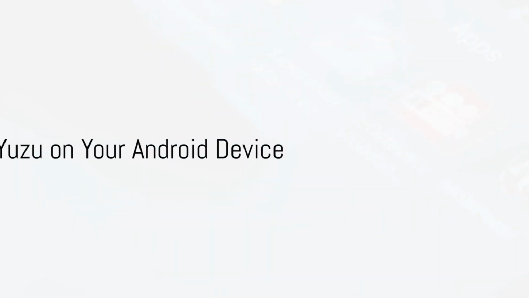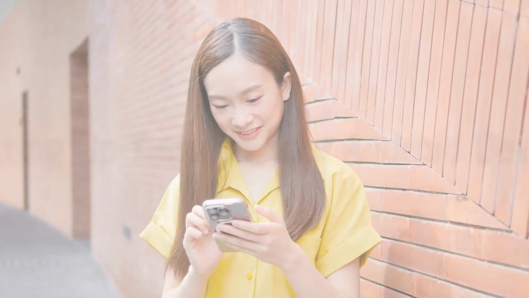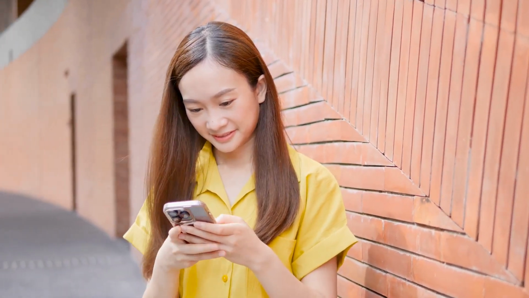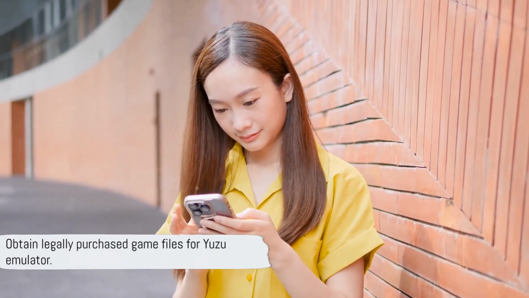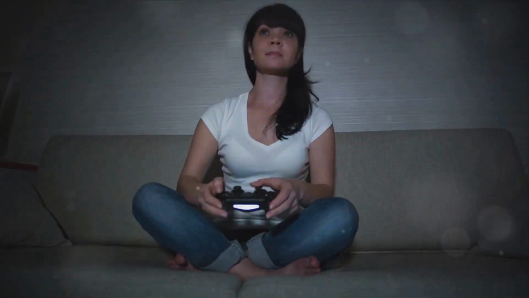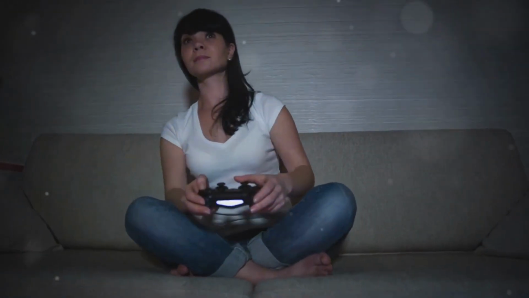Setting up Yuzu on your Android device is straightforward. You'll need to download the Yuzu APK from a reliable source and follow the instructions to install it. Remember, you'll also need legally obtained game files to play. We'll guide you through the installation process, settings optimization, and how to load your games.